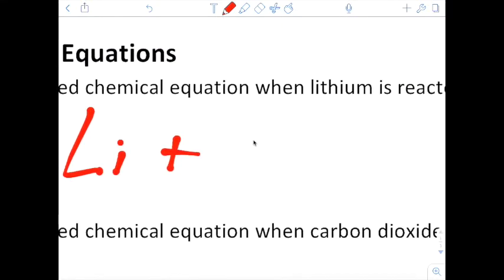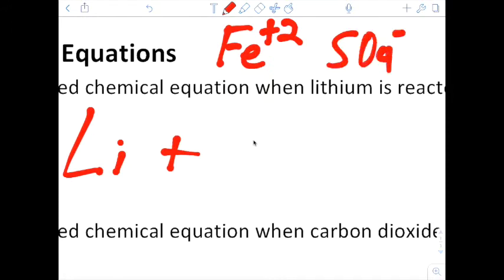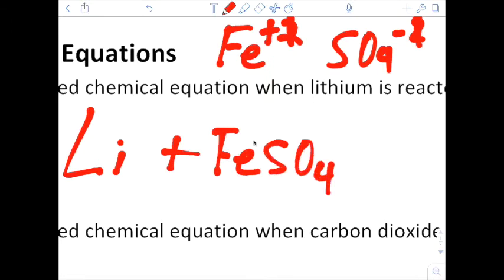Now whenever you make a compound, you have to go ahead and write the formula. So Fe has a +2 charge, sulfate is SO4 with a -2 charge. Since they have the same number, a 2 and a 2, they reduce down to a 1 and a 1. So we just get FeSO4. And just remember we brought those down by crisscrossing.